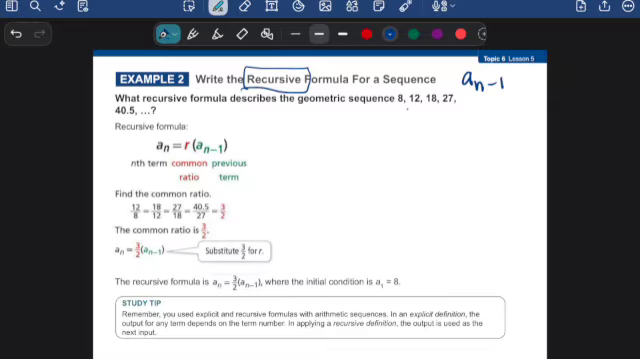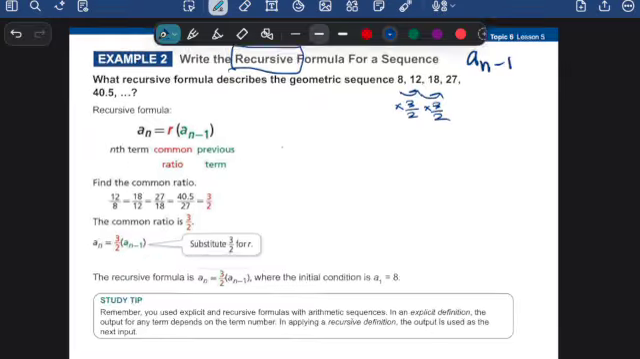Here's our sequence, 8, 12, 18, 27, 40.5. So first we have to figure out what is the pattern that we're doing. If we go from 8 to 12, we can figure out we are multiplying by 3/2, and we can check to see if that works each time, and it does. So our common ratio is 3/2. And when we're writing our recursive formula, we're going to call that R, not D, because that stood for common difference. This is going to be R for common ratio.